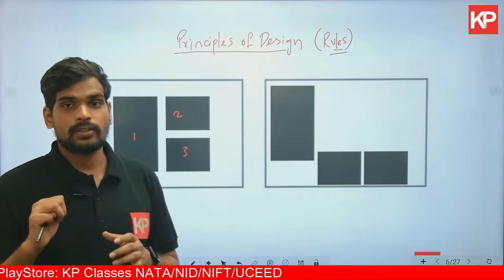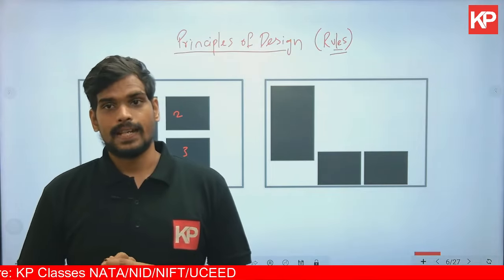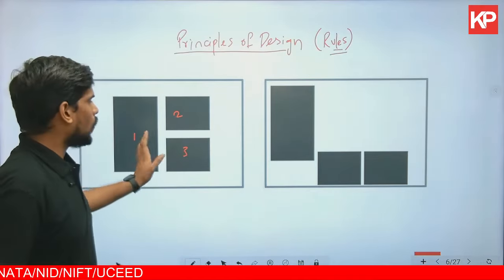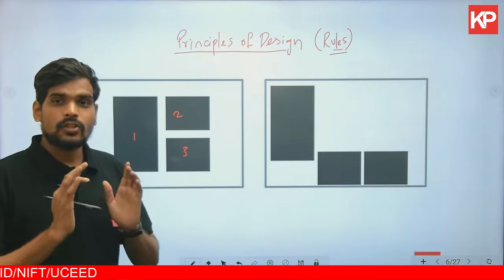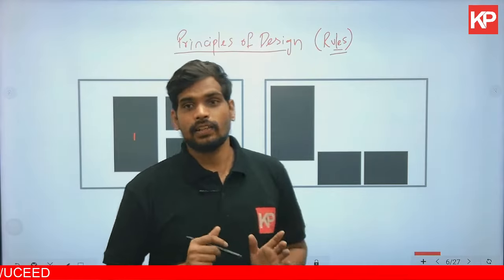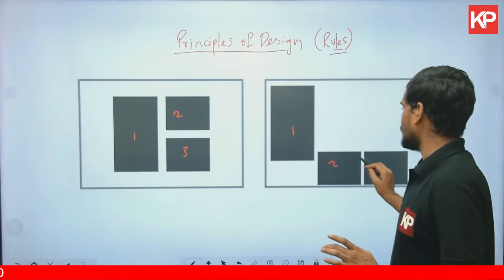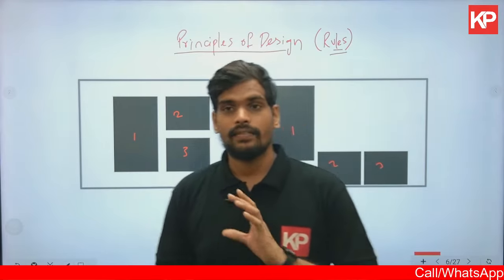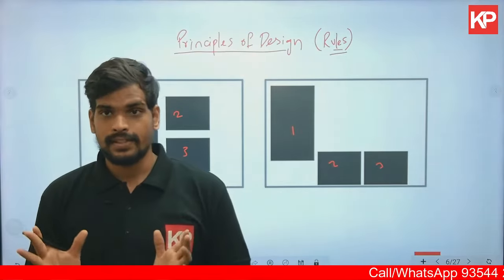We discussed 6 elements of design. Of that, the third one was shape. Of that, there is geometric shape, right? So these are 3 geometric shaped elements, 1, 2 and 3. The same 3 geometric shapes are used in the second composition also, 1, 2 and 3. Exactly the same 3 elements, same shape, same size, same shade, everything is the same, but the composition is different, right?